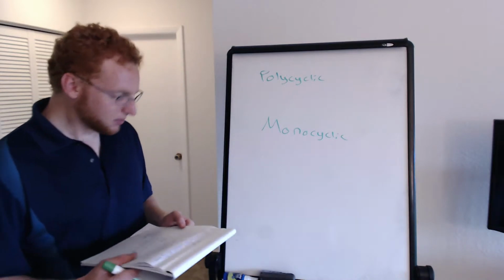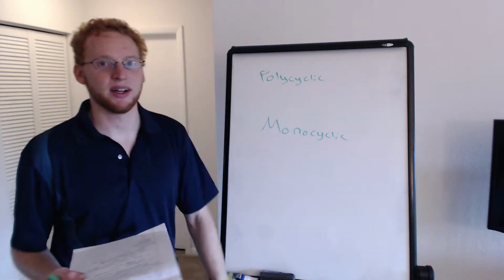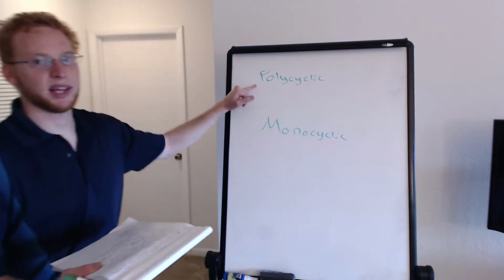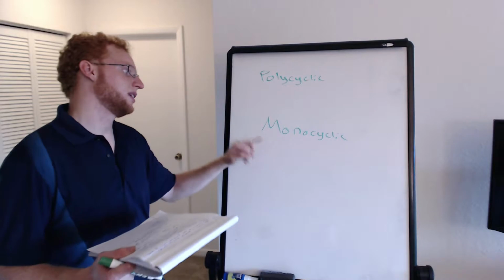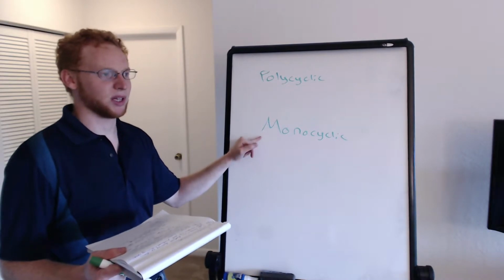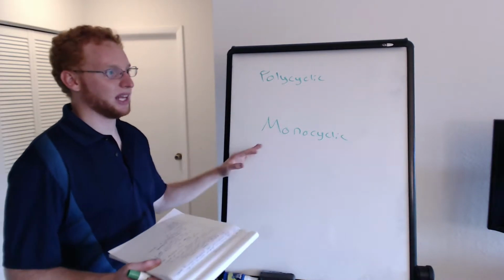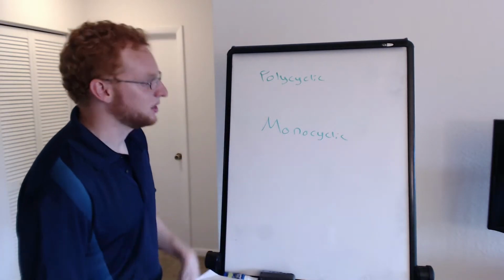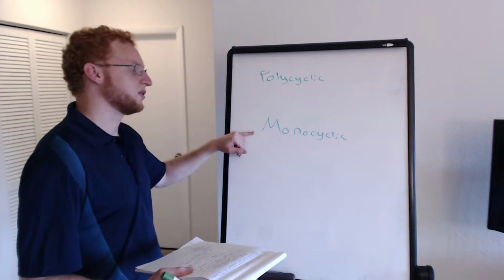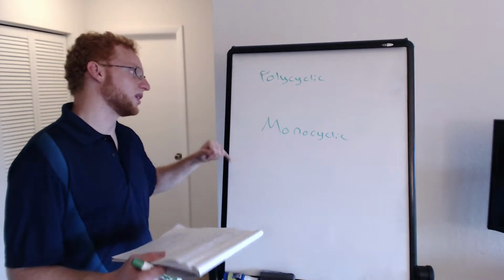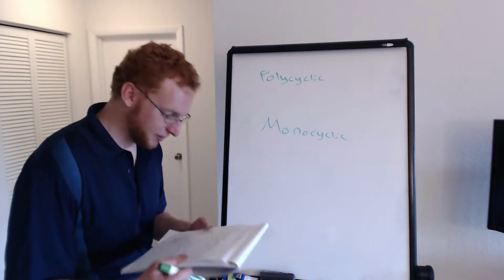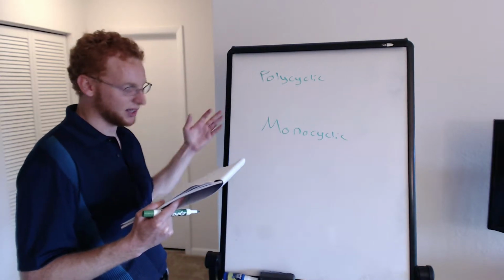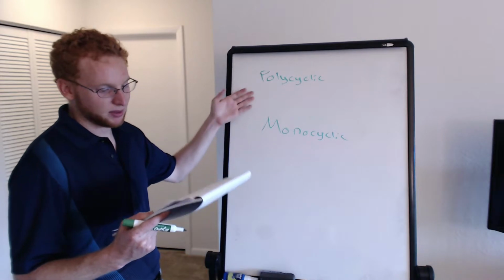And the reason why this distinction is important is the models used are different. Polycyclics use a lot of the exponential type growth models. The monocyclics use a lot of the monomolecular type growth models. And because they have different growth models, there's different ways you control for disease depending upon what type of epidemic it is.